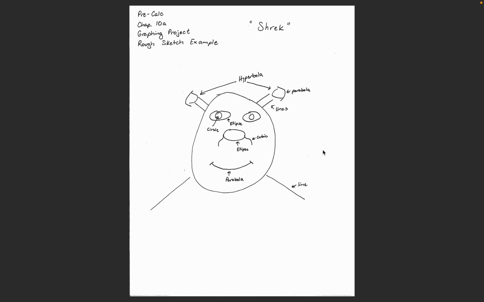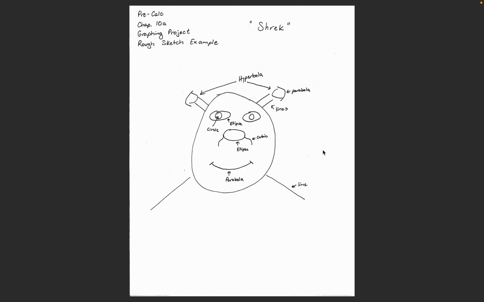Then I thought through, okay, what's the rest of Shrek going to look like and how am I going to create him? So I rough drafted out what I wanted to create, and this gave me a starting point to actually begin my graph. This is going to be the first thing that you turn in for your project. When you get your rough draft figured out, I want you to create a diagram like this, identifying what types of graphs you're going to use. Take a picture of it and upload it in the Google Classroom. That's the first thing that you're going to turn in.